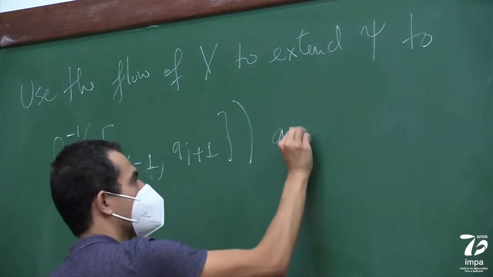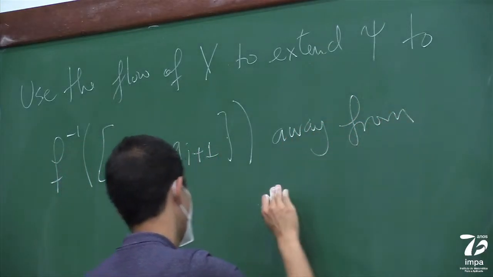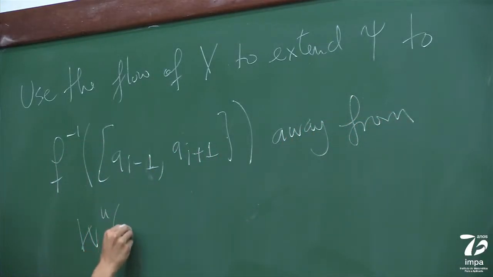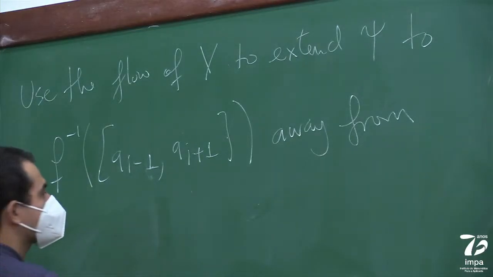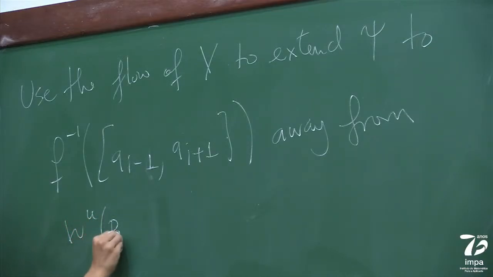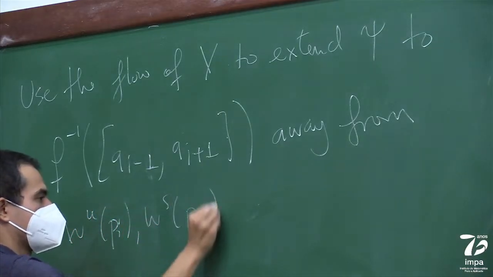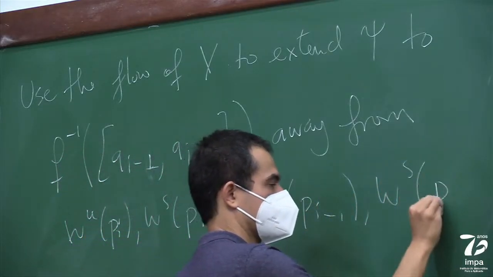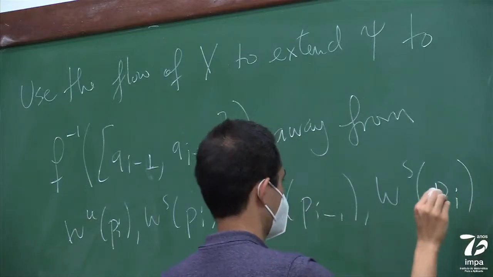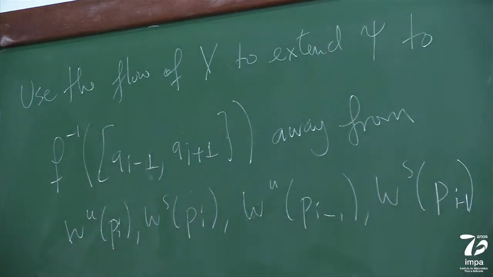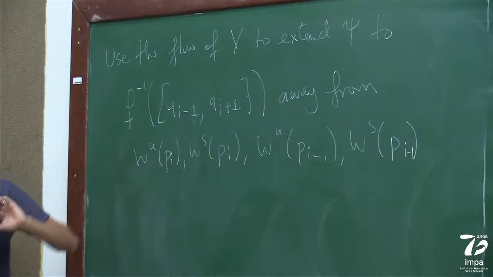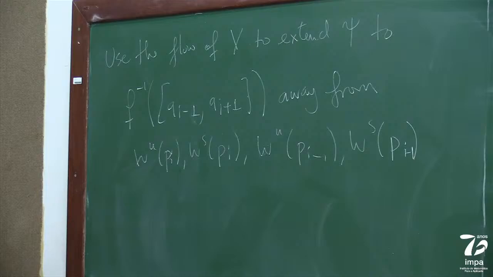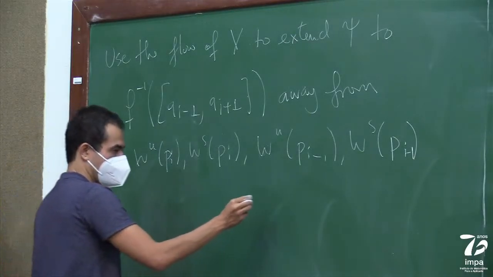So, away from the unstable manifold and the stable manifold, and the unstable manifold and the stable manifold. And then I just set it to be 0 on these parts and to be 1 in these neighborhoods, and then you're done. So okay, maybe I should draw a picture to make it clear.